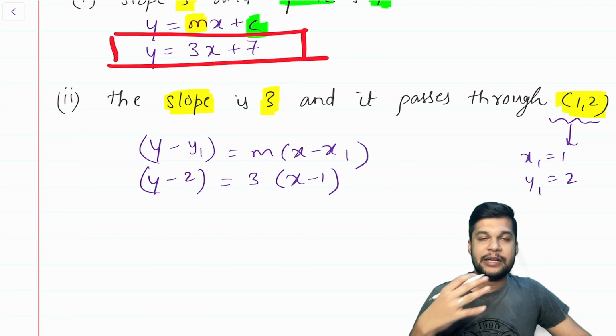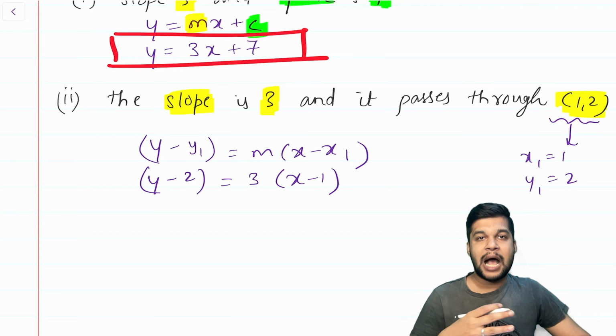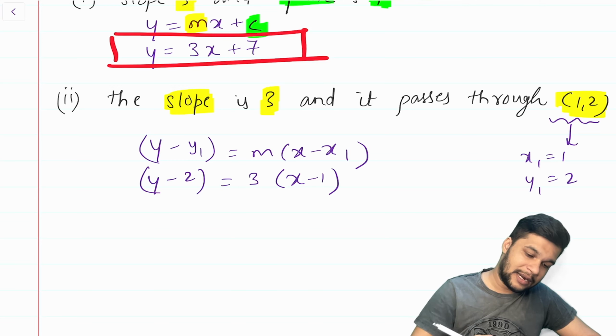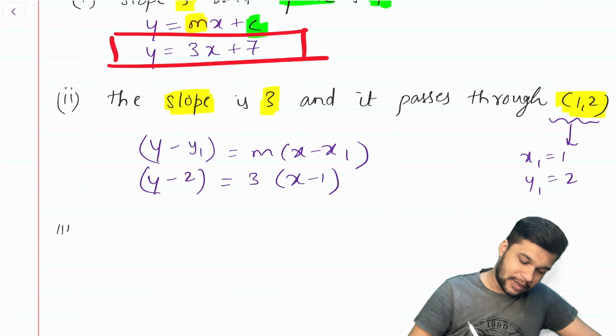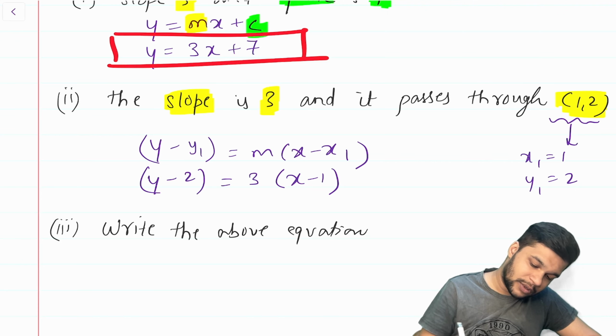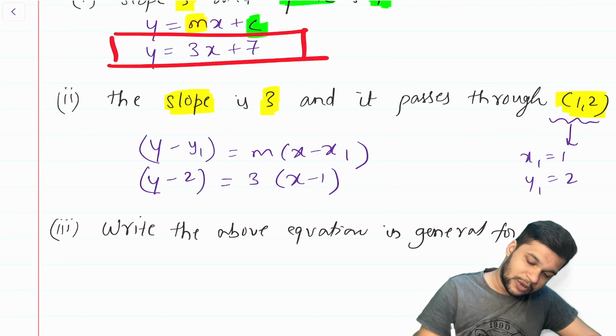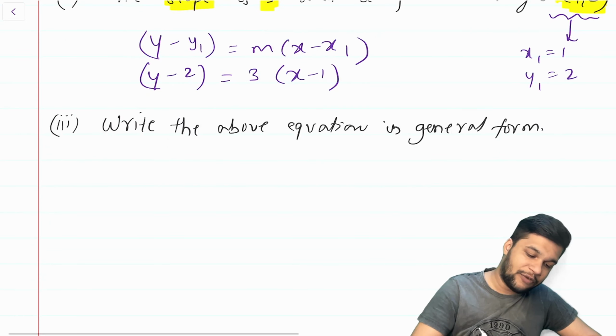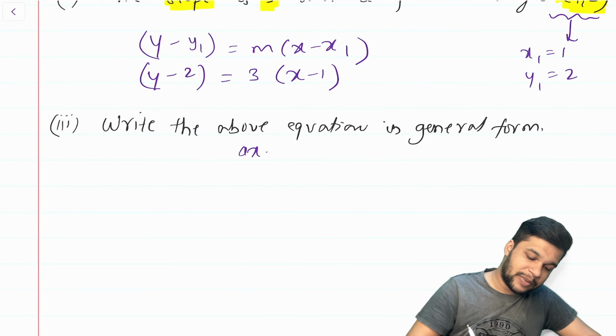Or someone will tell you, I want the answer in another form. Okay, I'll write the other question. Write the above equation in general form. So what is the general form? The general form is ax plus by plus c equal to 0.